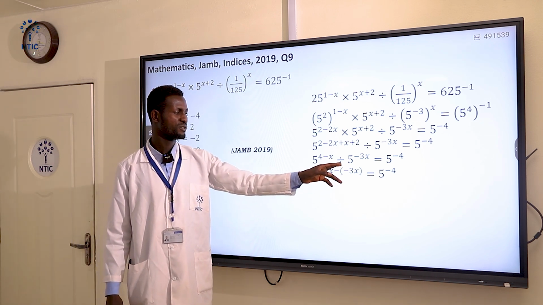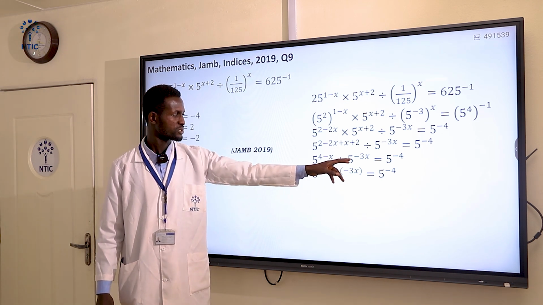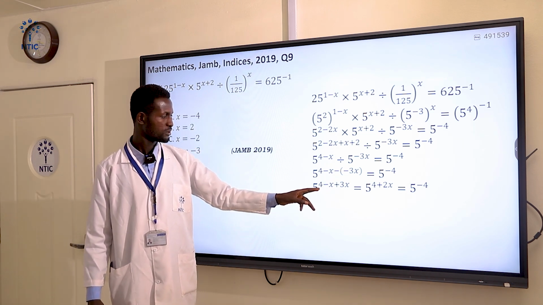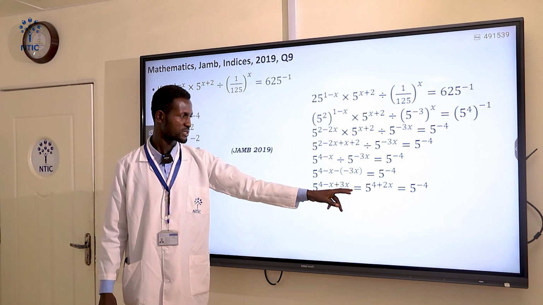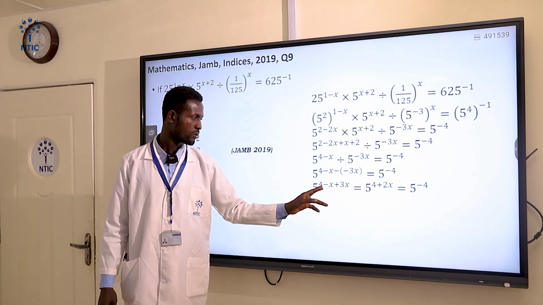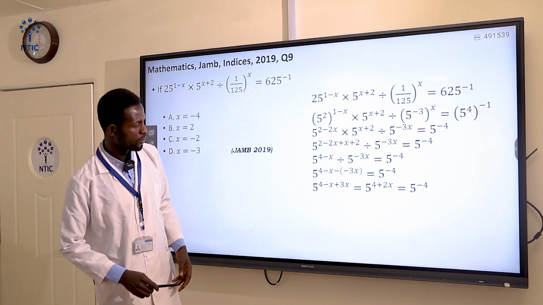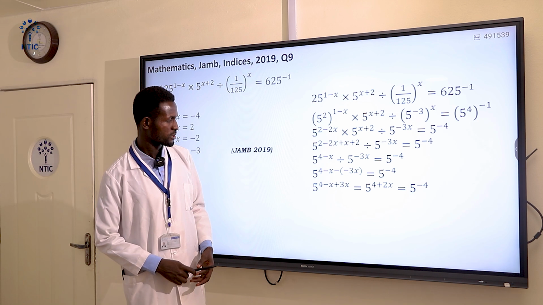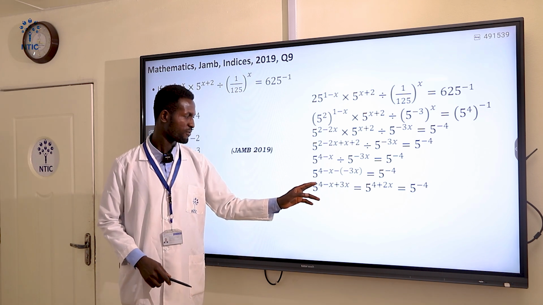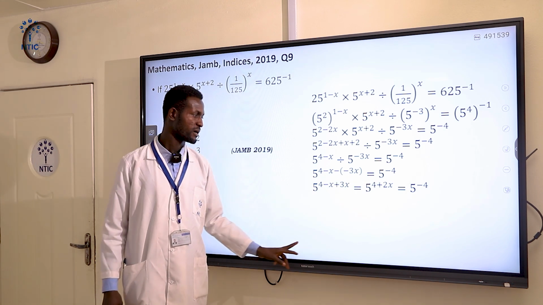Then applying the division law of indices, minus into minus 3x gives plus, so we get 4 minus x plus 3x equals 5 raised to power, which is the same as 5 raised to power 4 plus 2x, because minus x plus 3x gives 2x. So we have 4 plus 2x equals the right hand side, which is 5 raised to power minus 4.